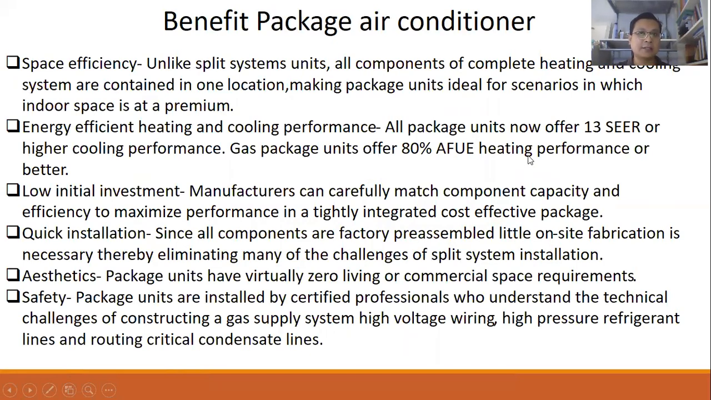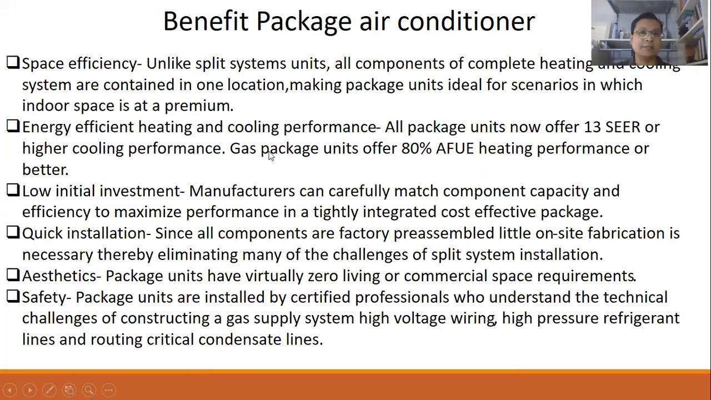So, the benefits of the package air conditioner: space efficiency. Compared to a split system unit, the package system may be smaller. We can implement it in our community, for residents, with not more than 3 tons, or less than 3 tons. So we can use it efficiently for residential usage.